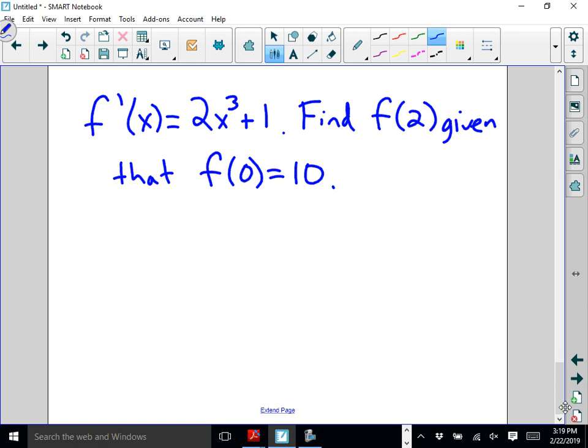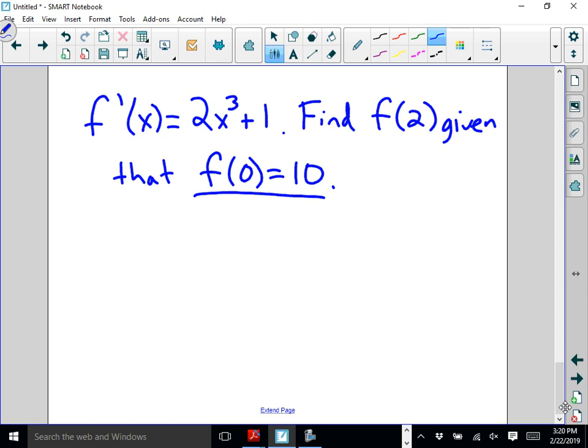But the relationship we need to know here is if I'm looking for f of 2 and the function I know is f prime, to go from f prime back to f, I have to be integrating here. To figure out f of anything, I need to find the integral. But remember, there are infinitely many antiderivatives, right? So this f of 0 equals 10 is absolutely vital for us solving this problem. In fact, if I don't give you f of 0 equals 10, there's no way that you can solve this problem. It's impossible.